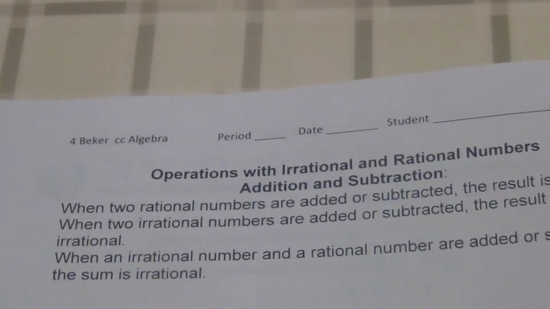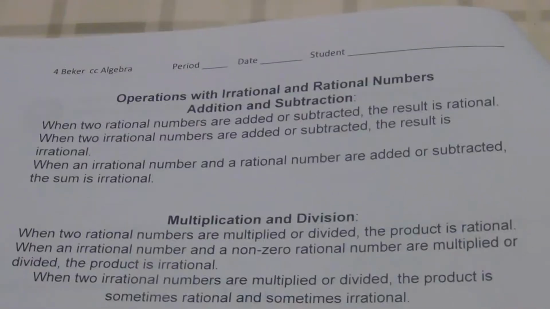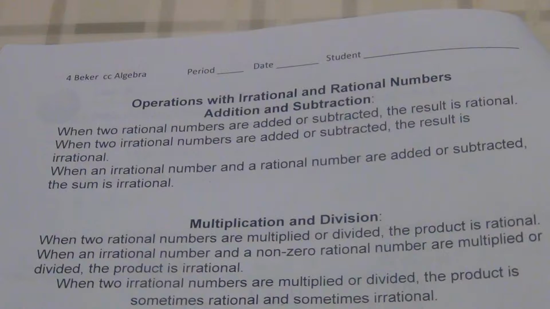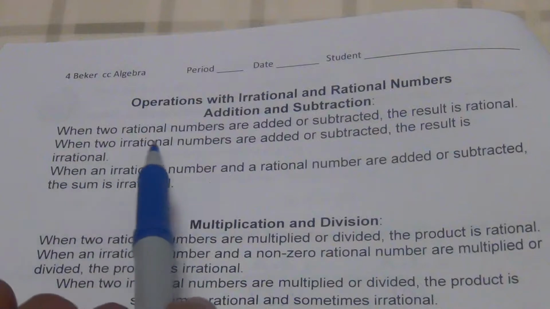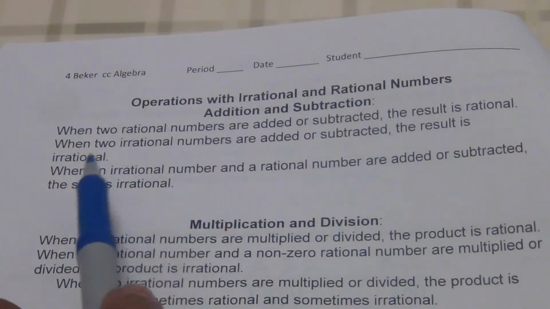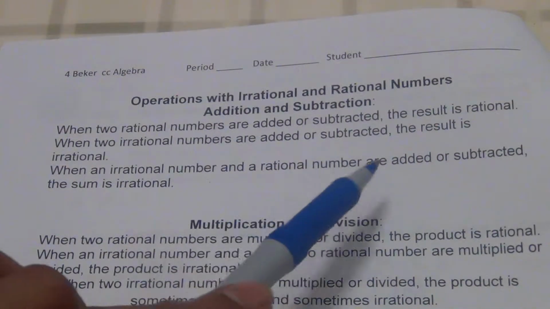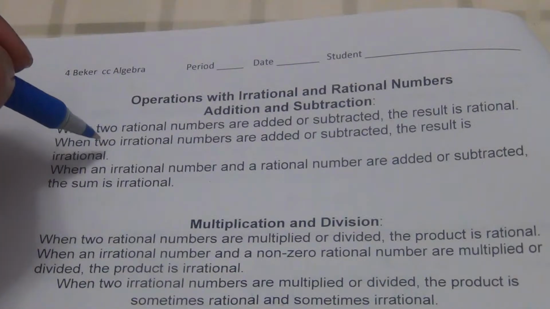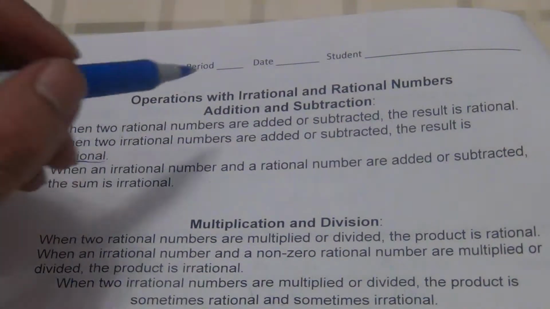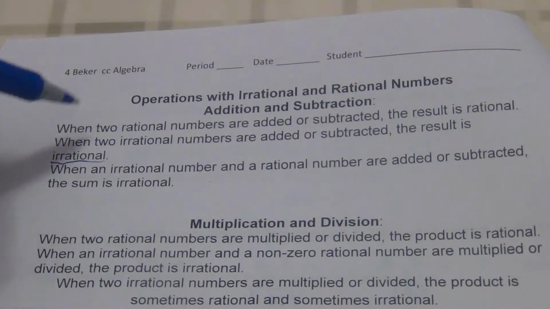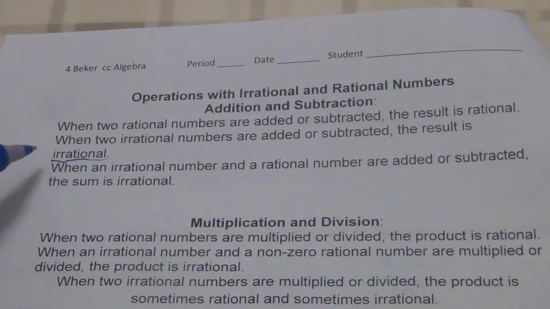All right, let's see now. What do we have here? Operations with rational and irrational numbers. I'm gonna zoom this out, and hopefully you could see this. When two rational numbers are added or subtracted, the result is rational. Okay. When two irrational numbers are added or subtracted, the result is irrational. And as we saw, it might be rational or might be irrational. So this is not entirely true. You might want to critique, you might want to counter this with a counter example.